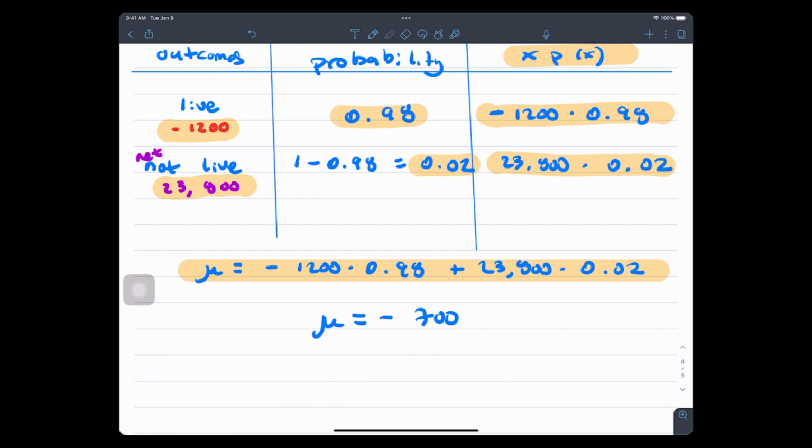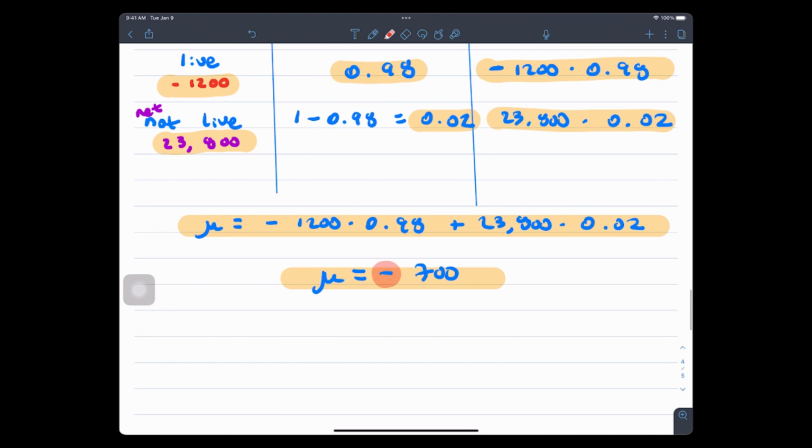So what does this actually mean? First of all, again, it's negative. It means every 25-year-old male is really giving the insurance company $700, and that's why the insurance policy exists. Every 25-year-old male is giving the insurance company $700 because the mu value is negative. That means every person who buys the policy loses money. Not really. Say somebody died and they got $25,000. Well, they netted, you know, you guys know the story.